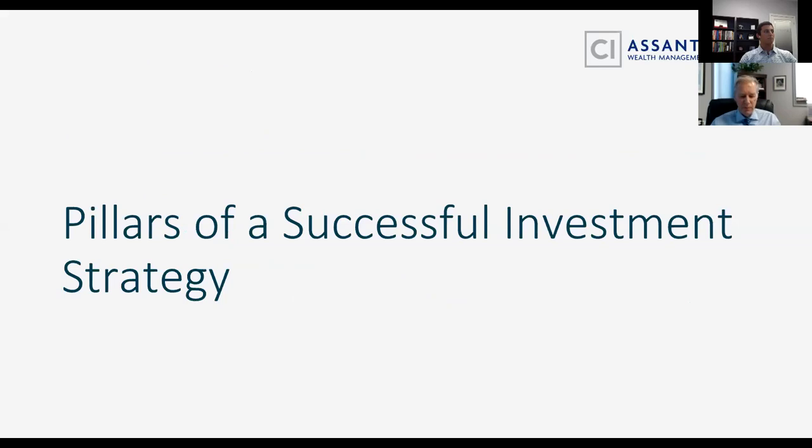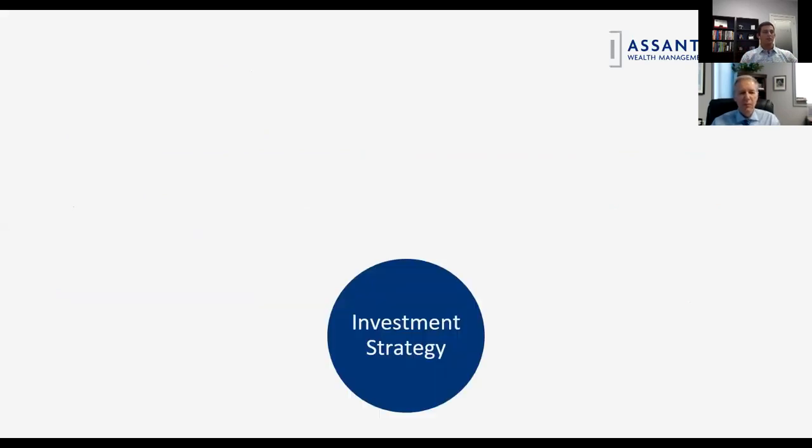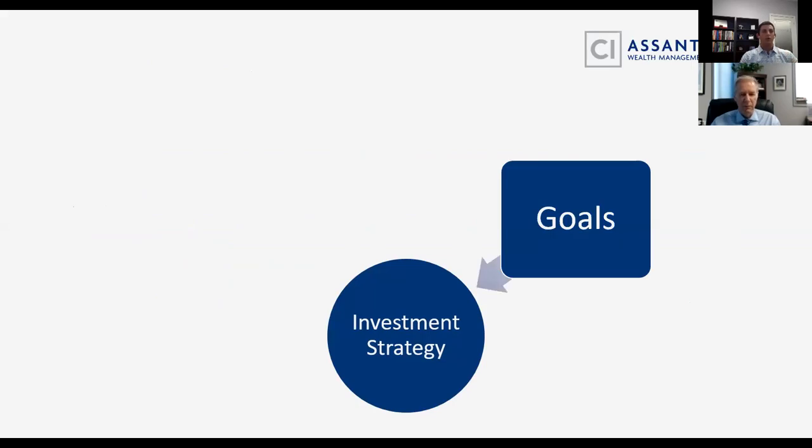So now we're just going to go into some of the pillars of a successful investment strategy. To start, an investment strategy is built on a few different things. The first is your goals. So what are you trying to accomplish? We like to use the analogy of a map. It's hard to get direction if we don't know where we're going first. So when we're looking at an investment strategy, we need to know where we're trying to end up, or what our goals are, before we can figure out what we need to do to get there. So successful investment strategies always start with goals.